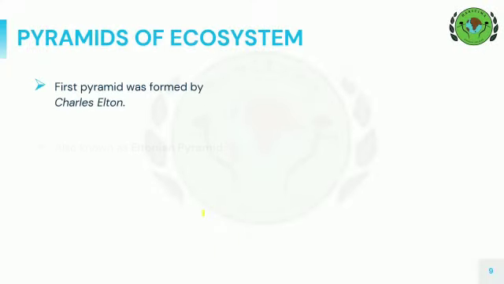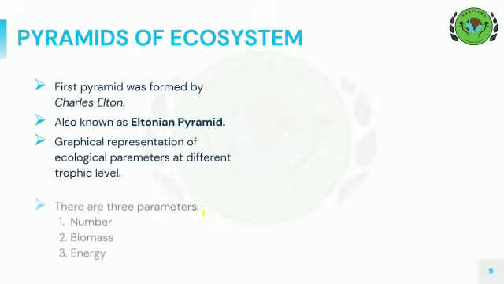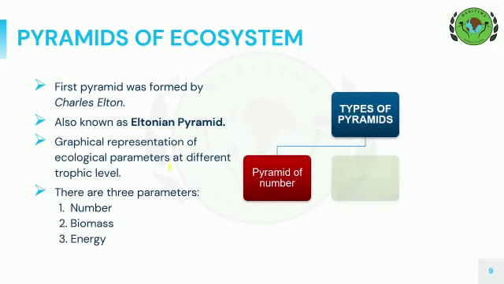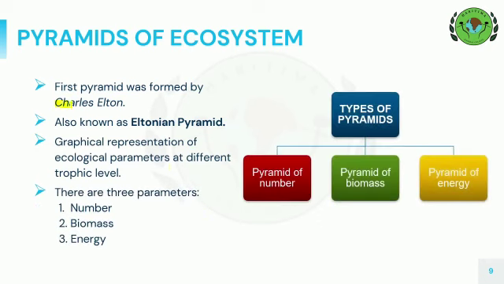Now let's see our last topic, pyramids of ecosystem. The first pyramid was formed by Charles Elton, that's why they are also known as Eltonian pyramids. These are the graphical representations of ecological parameters at different trophic levels. And the parameters on which the types of pyramids are divided are number, second biomass, and third energy.